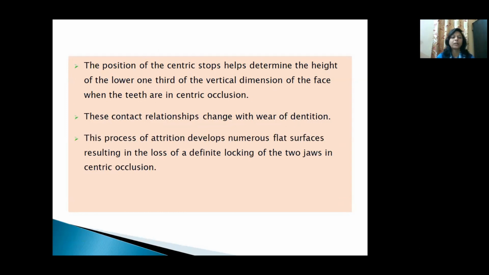These contact relationships change with wear of dentition. This process of attrition develops numerous flat surfaces, resulting in the loss of a definite locking of the two jaws in centric occlusion.